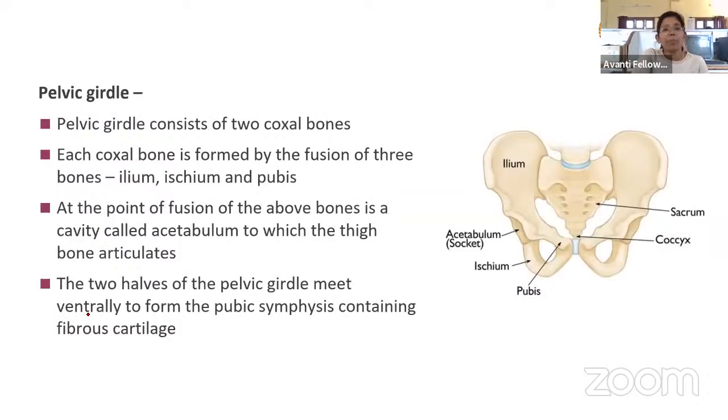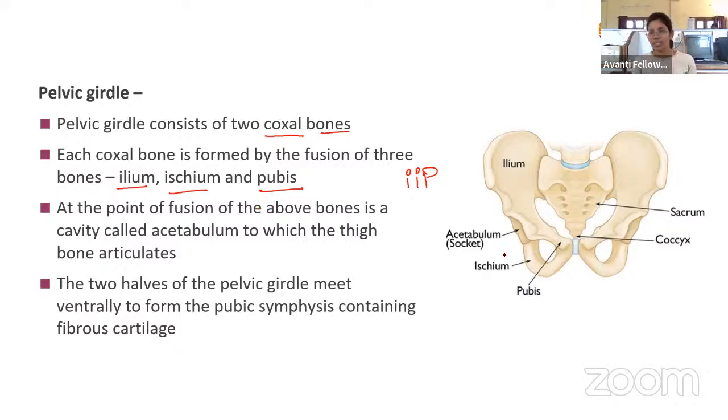And next is the pelvic girdle. Pelvic girdle contains two coxal bones. These two coxal bones are formed by the fusion of three other bones, which are called IIP. What is this? Ilium, ischium, and the pubis. Again, there are two coxal bones present.